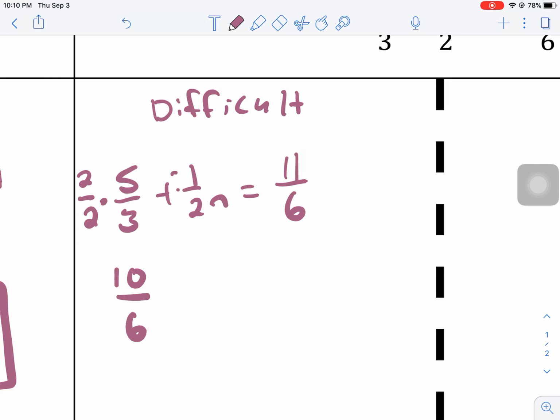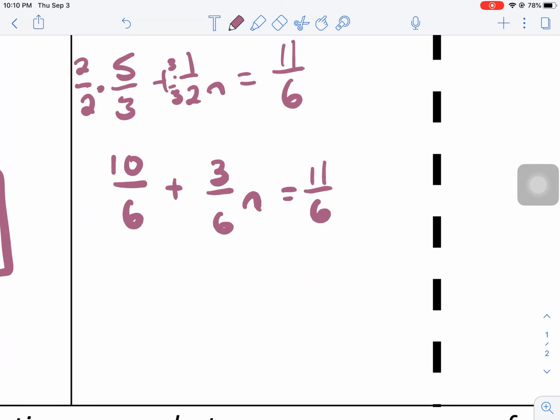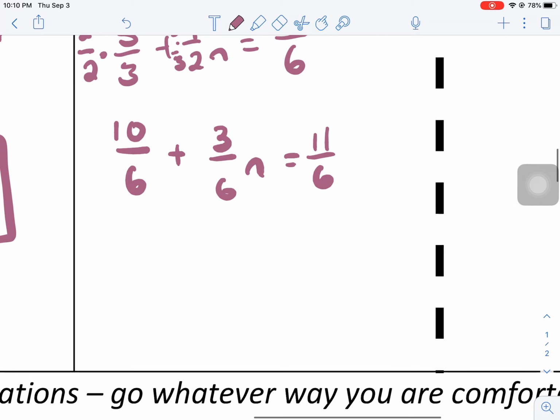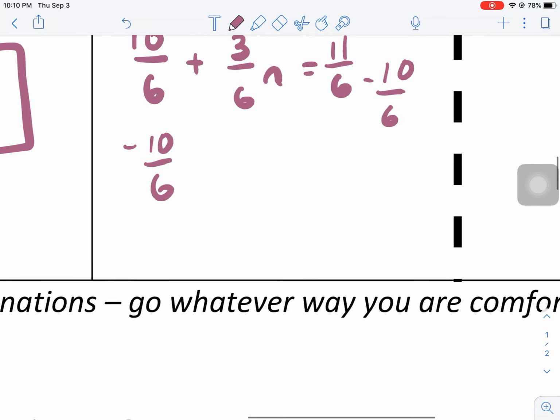The next term we have to multiply by 3 over 3. That would give us plus 3 over 6n, and that's equal to 11 over 6. Now that all of the denominators are the same, we can just do some adding and subtracting. So we subtract off the 10/6 from both sides. We get 3/6n is equal to 1/6.